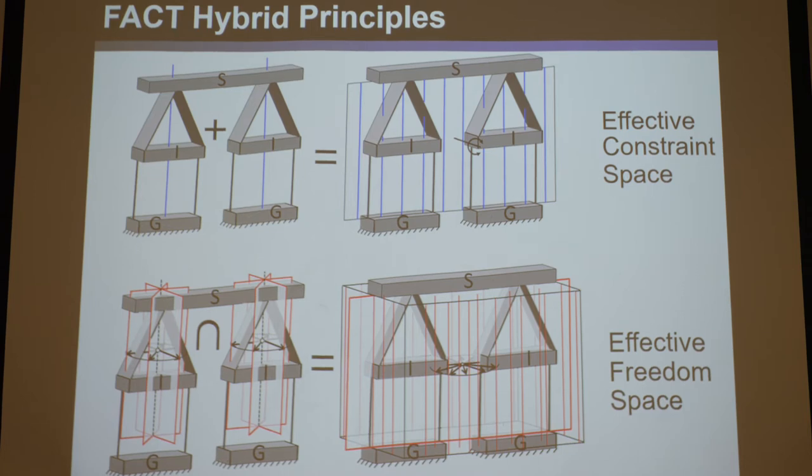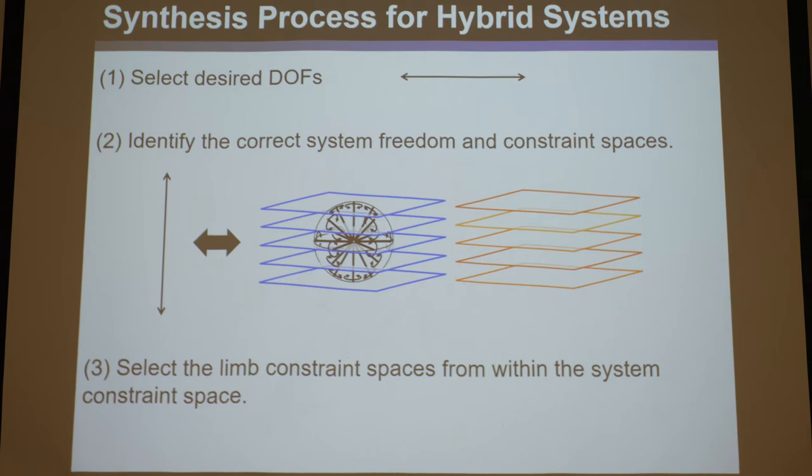Okay, so with those principles, probably very confusingly taught, let's do a case study and go through the systematic steps of how you actually synthesize a hybrid system. Not interconnected hybrid, just a general hybrid system. So the first step is the same step you do when you're synthesizing anything. You say, what's the freedom space? Let's say we just want a translation.